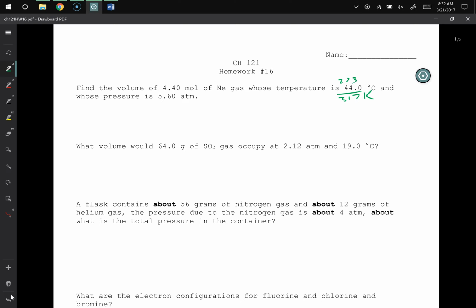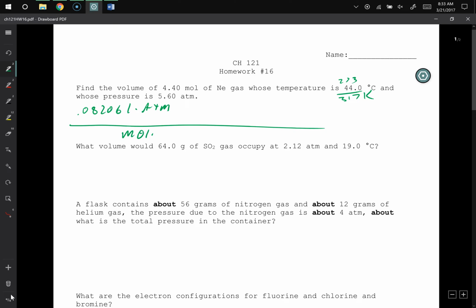How do we start this problem? And how do I set it up? Like that. Okay. Oh yeah, my bad. 0.08206 liter atmosphere per mole Kelvin. Why am I setting this problem up like this?